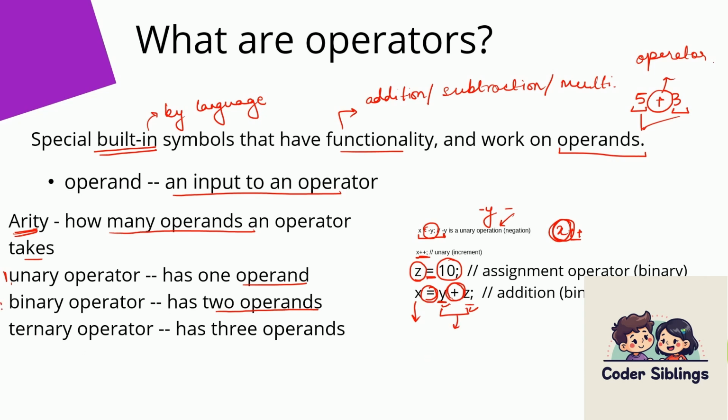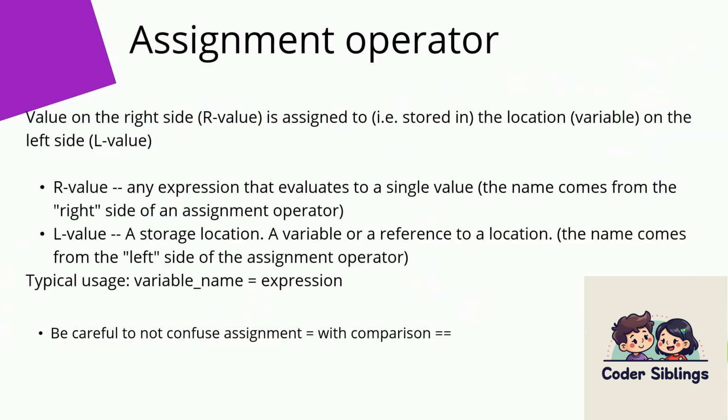And then thirdly, if there are 3 operands, then it is known as a ternary operator. So this is what the arity of any operator is, meaning how many operands it functions on.